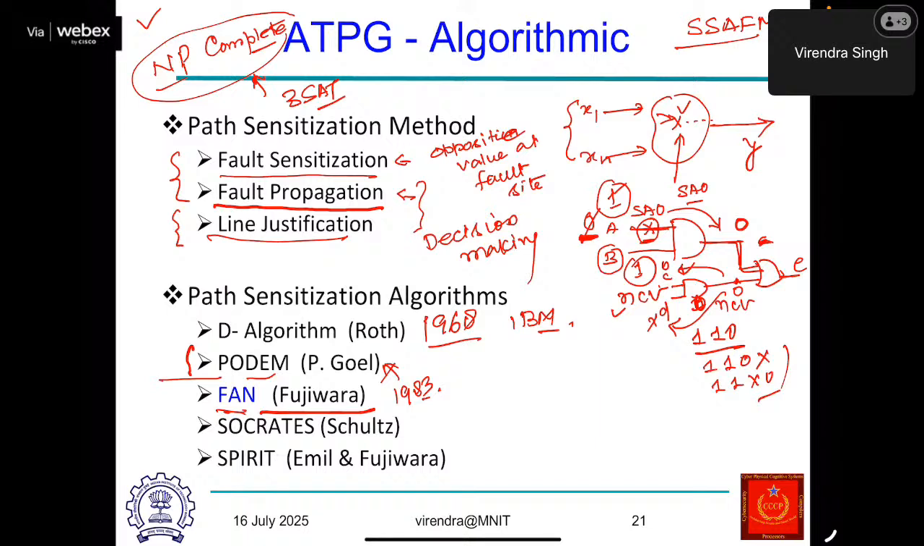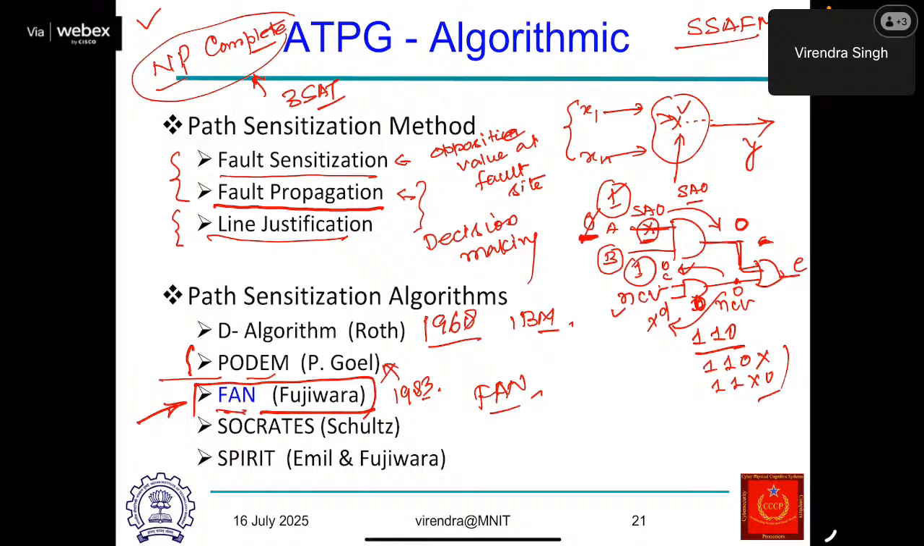So that means it is almost 1,000 to 10,000 times faster than the D algorithm. And this has become more or less a standard of almost every ATPG tool that we are using today. So FAN is one of the important algorithms.